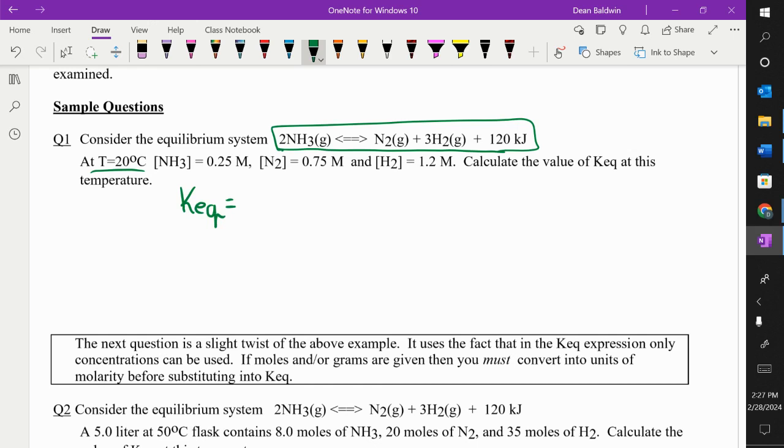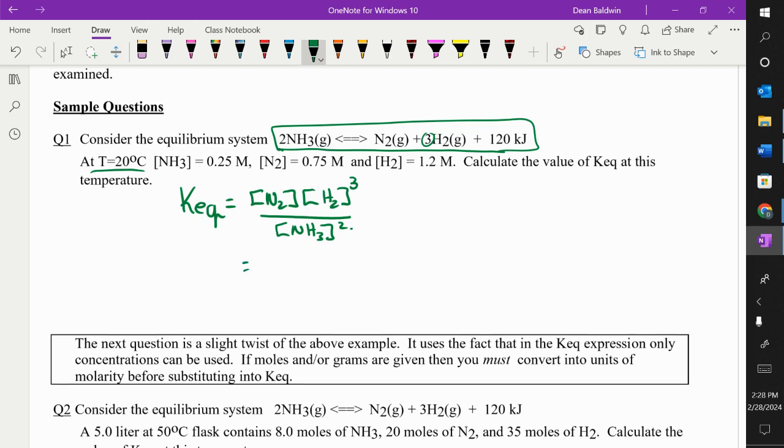Products over reactants. So concentration of N2 times the concentration of H2. What do I have to do with the H2? You have to cube it, right? Because the coefficient becomes the exponent, divided by the concentration of NH3 to the power of 2. And then you just plug your numbers in.